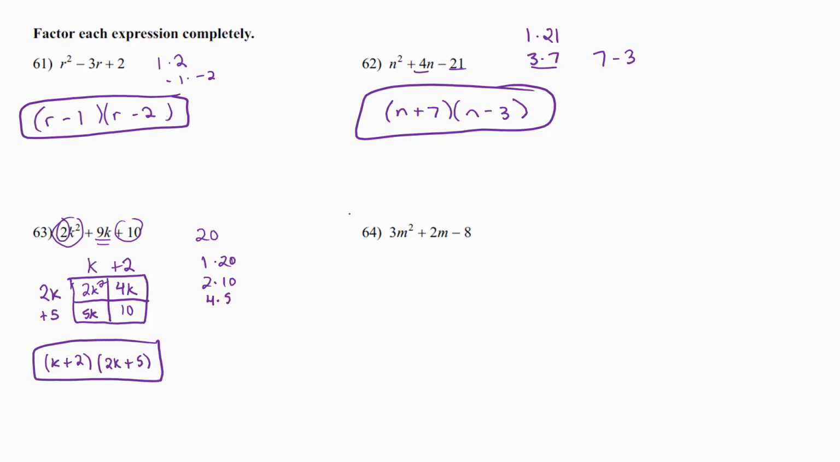We're going to do the same thing on 64. So 3 times negative 8 is negative 24. We'll want to think about in a second what multiplies to get negative 24 that adds to get 2.